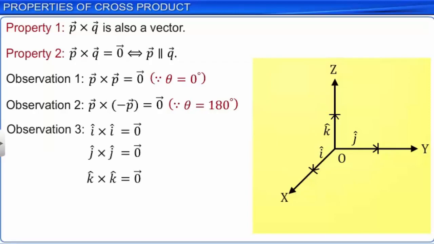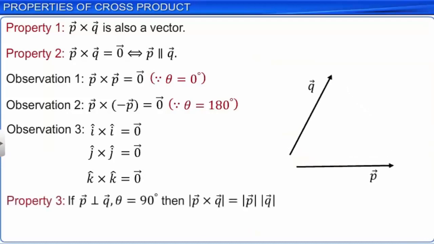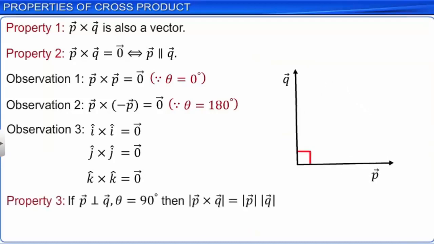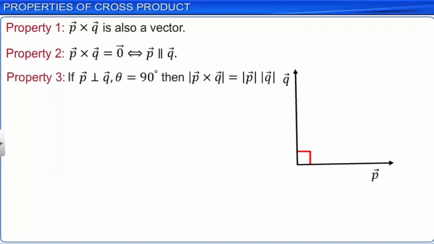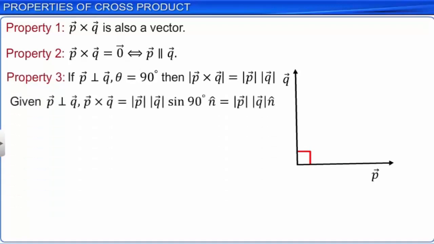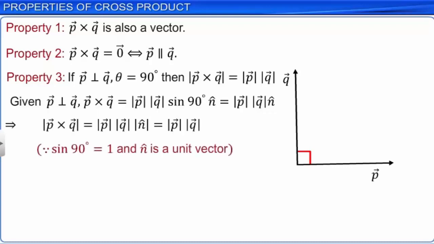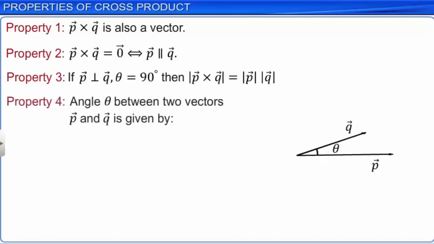Now consider two vectors p and q that are perpendicular to each other. This means that angle theta between them is 90 degrees. Since sine 90 is 1 and n is a unit vector, the magnitude of the cross product of two mutually perpendicular vectors is equal to the product of their magnitudes. If you know the magnitude of the cross product of two vectors and the product of their modulus, you can find the value of angle theta between them using the formula shown here.